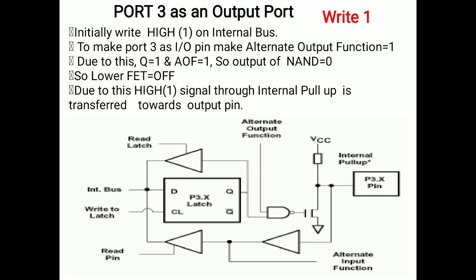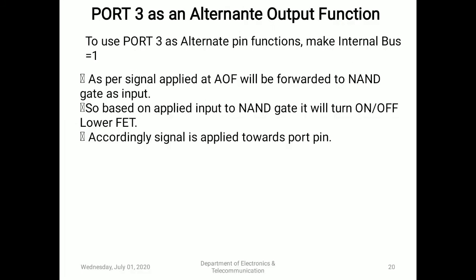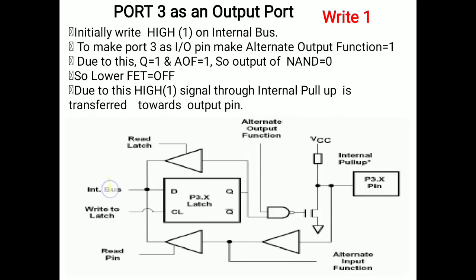As in the earlier case, we accessed the signal from this section. In that case, we have made the alternate pin function signal 1. Whatever signal is there, it works according to that, 1 1, 0 0, whatever. Here we want to access either 0 or 1. For that purpose we make the signal coming from this 1. If we want to make 1 a input to the NAND gate, you should make the internal bus 1. That's why we make the internal bus 1, and the first input of the NAND gate is 1.